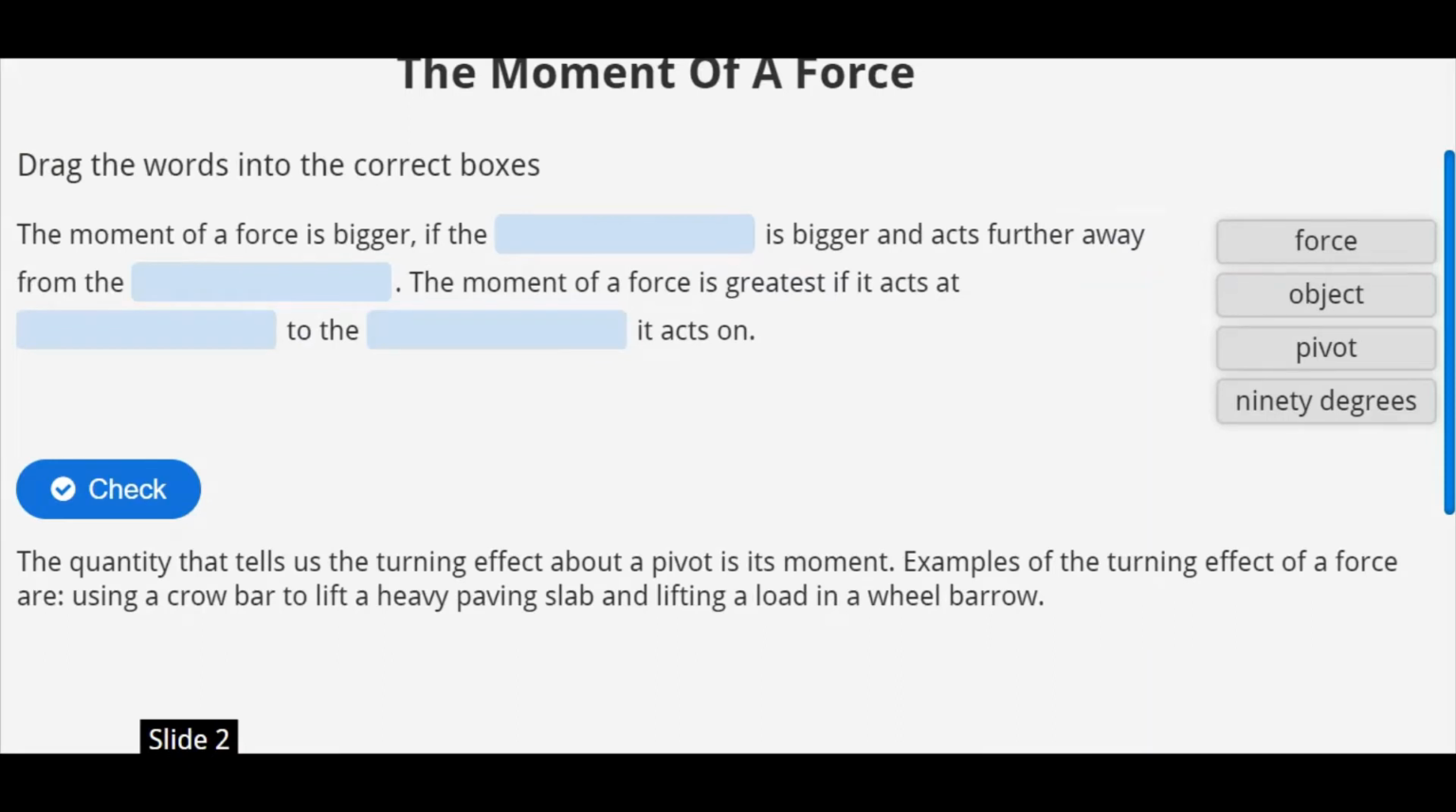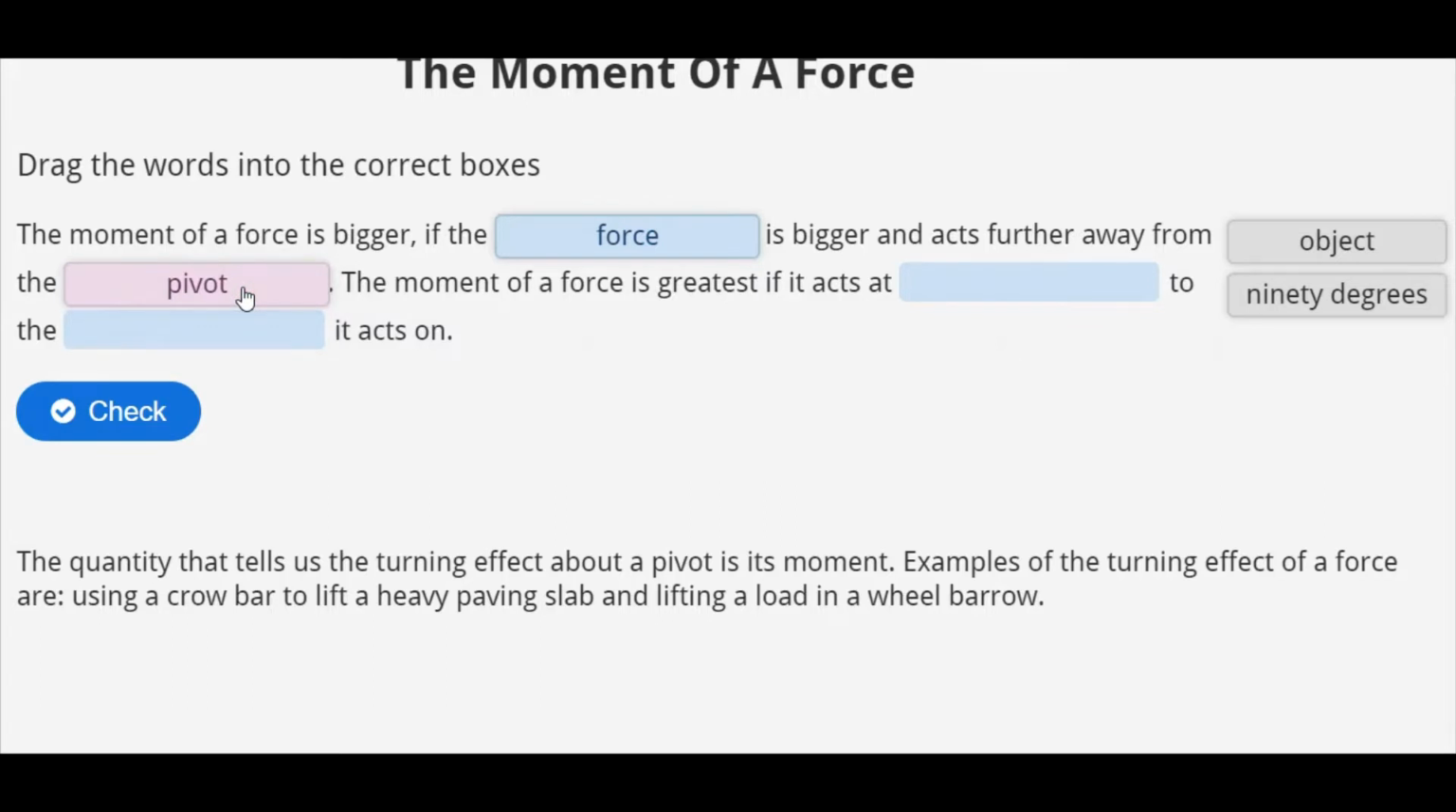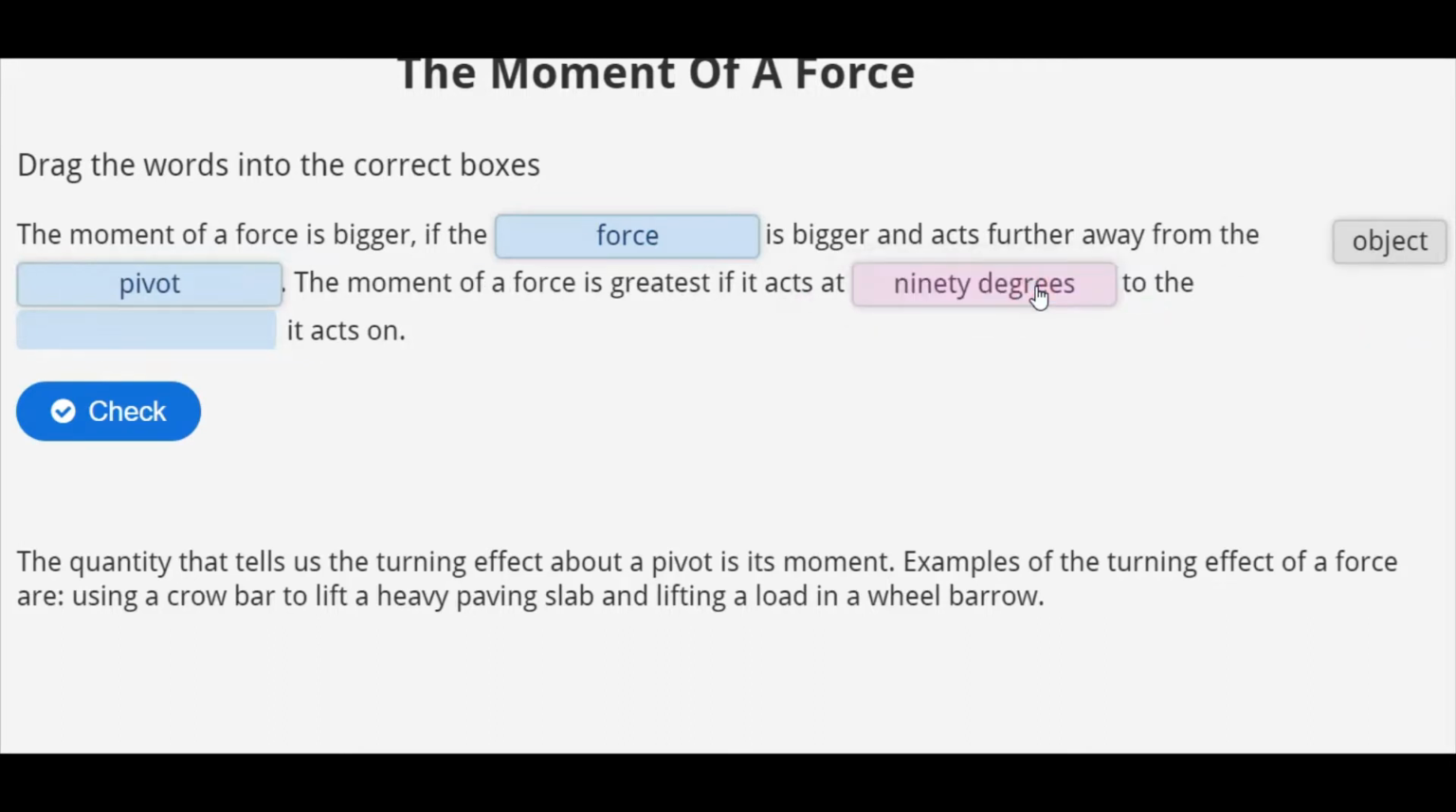For us to be able to get the true definition of the moment of a force, let's drag the following words into the correct boxes. The moment of a force is bigger if the force is bigger and acts further away from the pivot. Another name for pivot is fulcrum. The moment of a force is greatest if it acts at 90 degrees to the object it acts on.